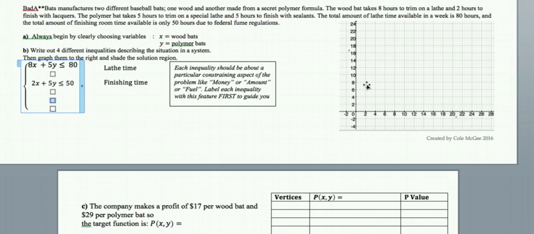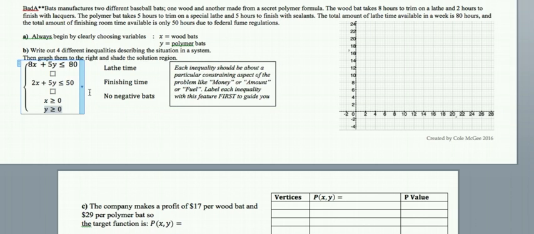My class quickly told me that it was only in the first quadrant because you can't have negative baseball bats. So over here, let's add on another thing that says no negative bats of either kind. So we need 2 more constraints really that say you can't have negative bats. In other words, x has to be greater than or equal to 0, and y has to be greater than or equal to 0. So there's the 4 constraints on this situation.